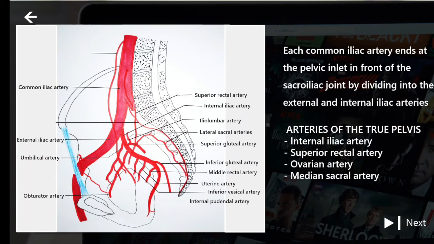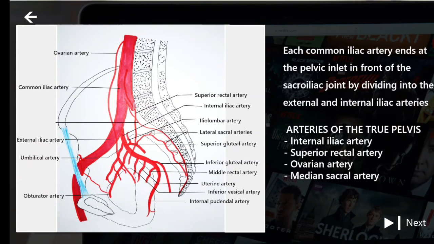The superior rectal artery is a direct continuation of the inferior mesenteric artery. The name changes as the latter artery crosses the common iliac artery. It supplies the mucous membrane of the rectum and the upper half of the anal canal.